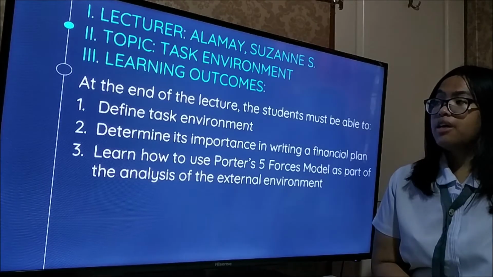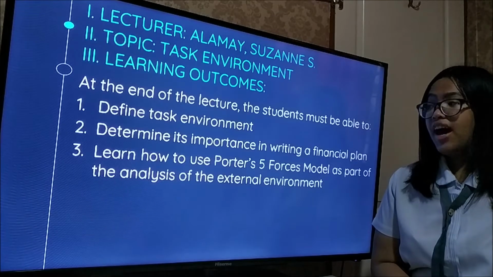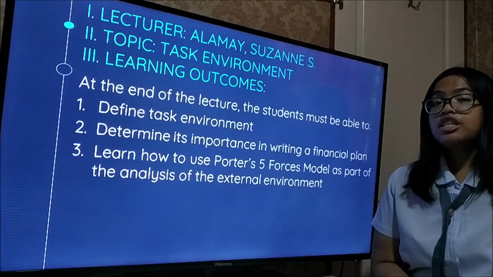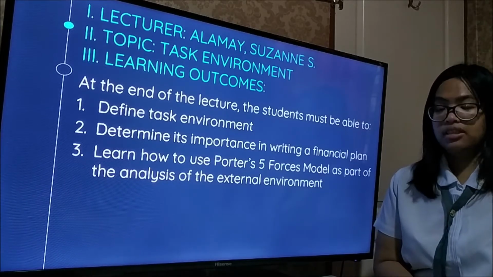As to my learning outcomes, at the end of the lecture, the students must be able to first define task environment, determine its importance, and learn how to use Porter's 5 forces model.